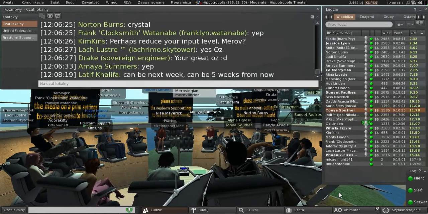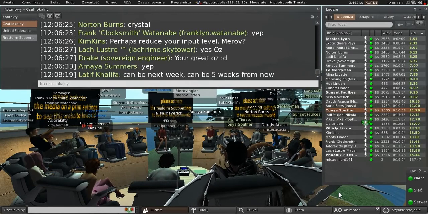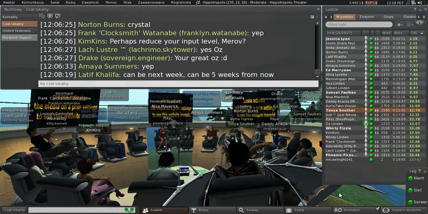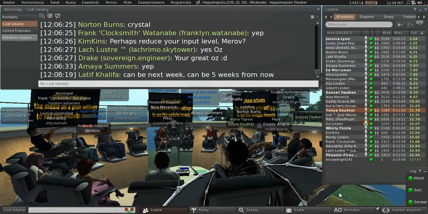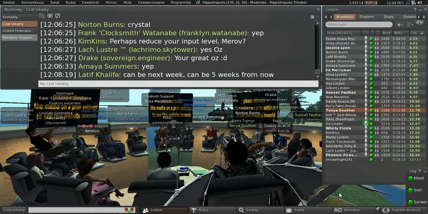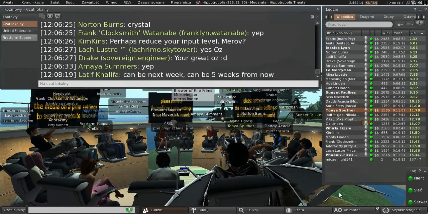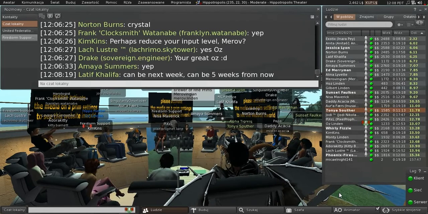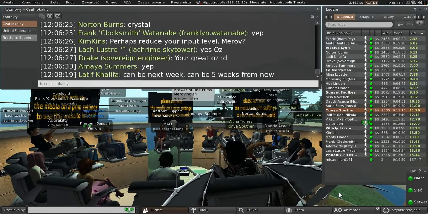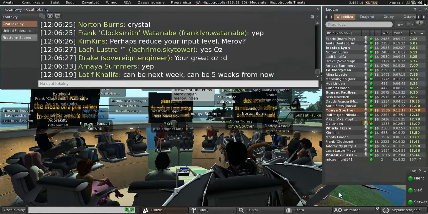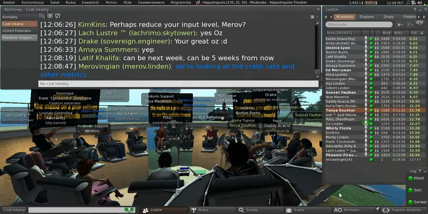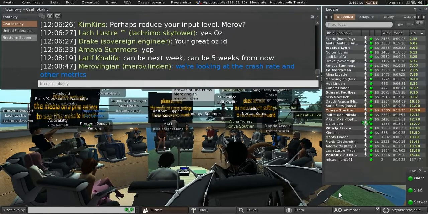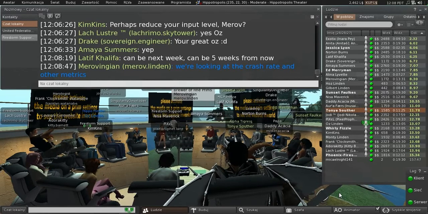It probably won't be next week, but in theory it could be, just because it won't have had very much time to bake. On the other hand, it's getting a lot of use. A lot of people have gone to get it on purpose, as opposed to just waiting to be picked for it. So we're looking at all that.